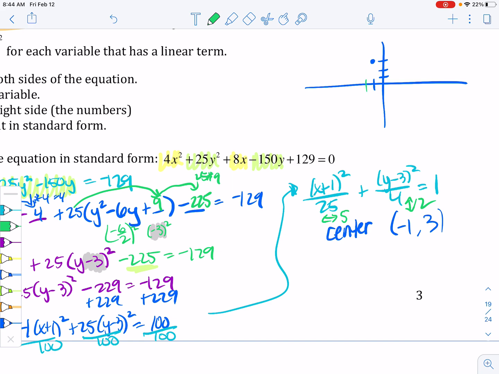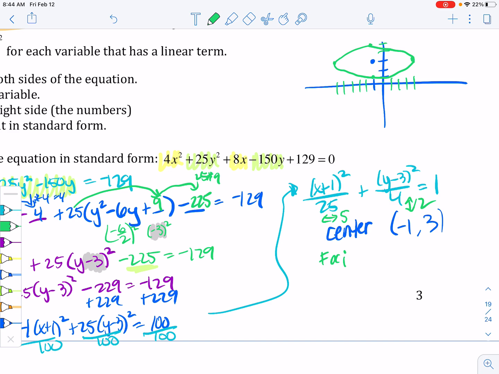So left and right by 1, 2, 3, 4, 5. Right, 1, 2, 3, 4, 5. And then we're going to go up and down by 2. So we get this picture here. Oh, I missed. Okay. So we can find our foci.